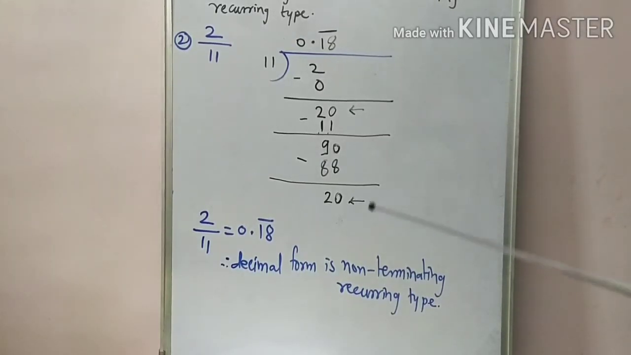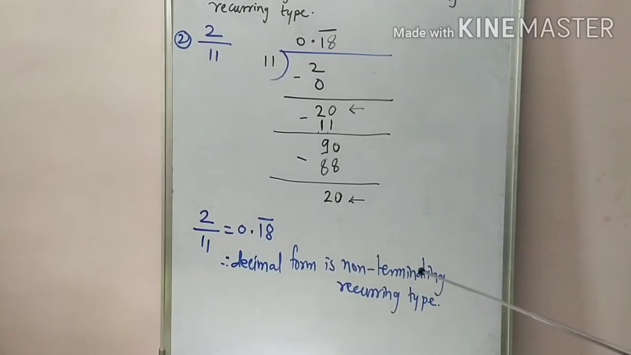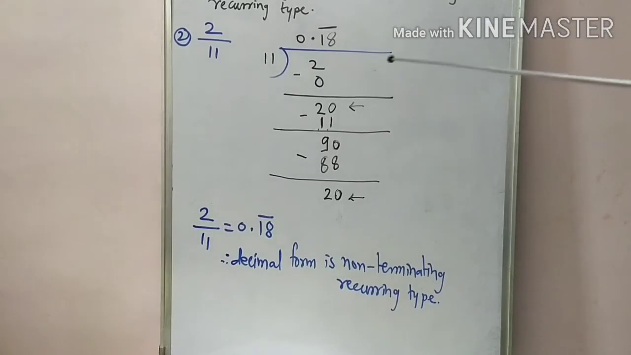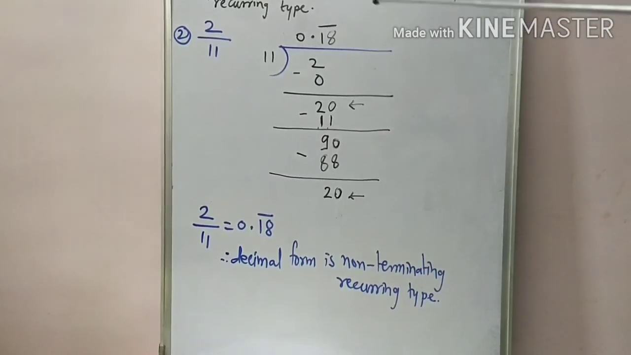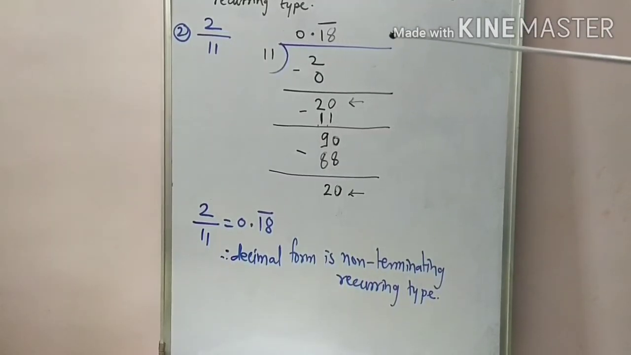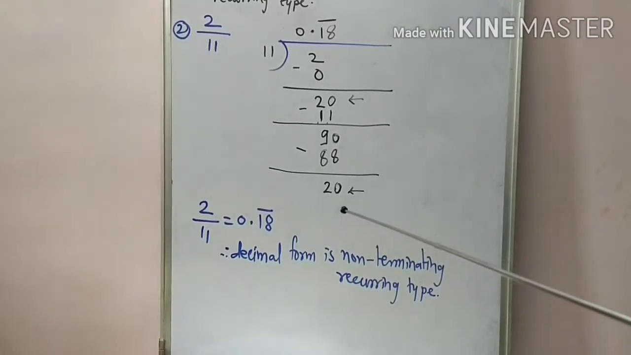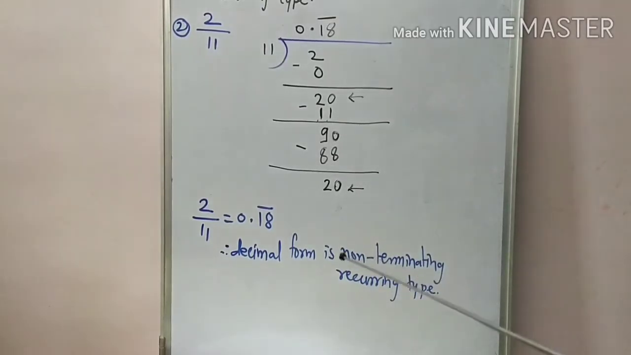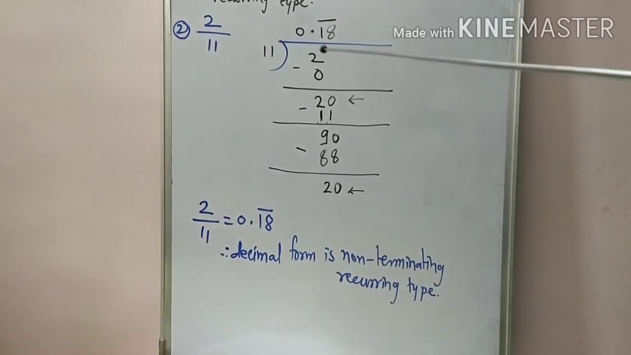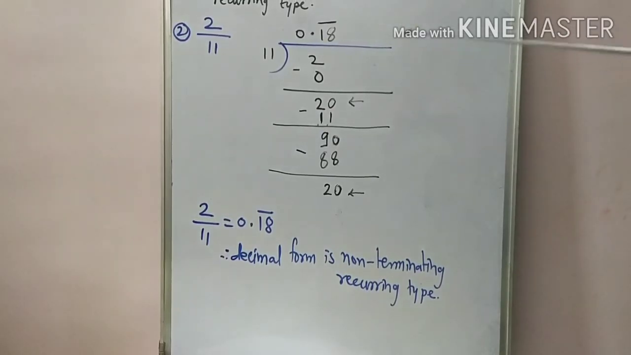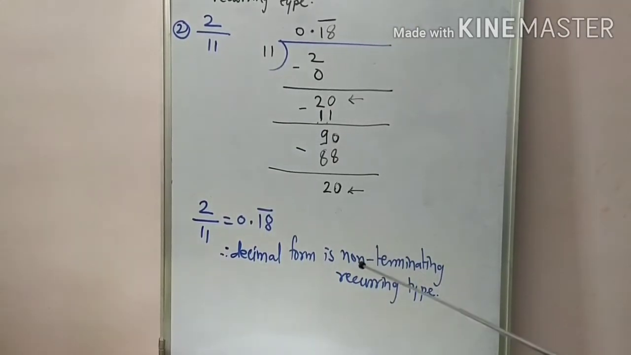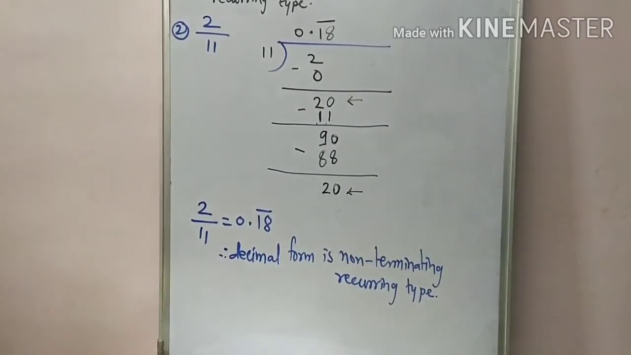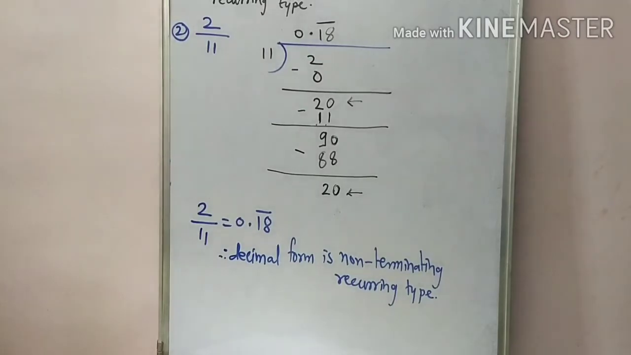Okay, understood? Termination means what? Here we get that remainder 0, and somewhere the decimal number stops, terminates, meaning terminating, where we get that remainder as 0 in terminating form. And as you are getting like this, where numbers come repeatedly, it is known as non-terminating recurring type. And here the first example's decimal form is non-terminating recurring type. Okay, students.